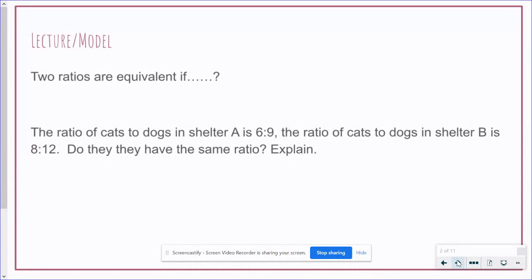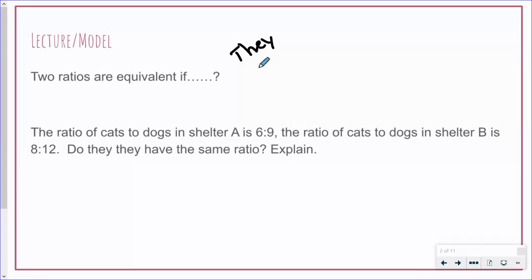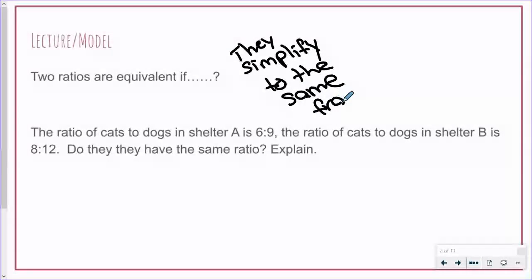All right, so first let's take a look at what it means to be an equivalent ratio. As we know, and we have discussed in our last lesson, two ratios are equivalent if they simplify to the same fraction. So if you write the ratio as a fraction, remember the first value goes on top, the second value goes on the bottom. If they are simplified to the same thing, that means they are equivalent.